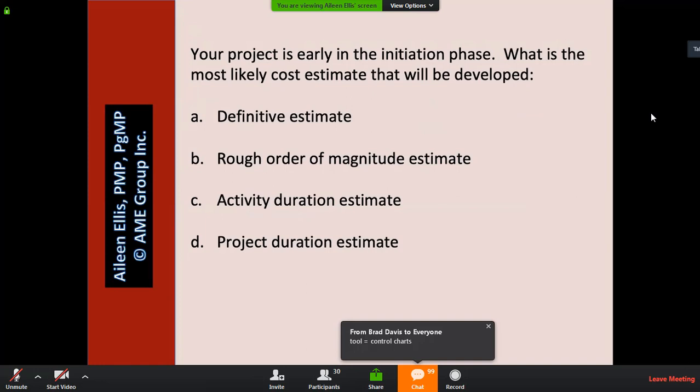Your project is early in the initiation phase. What is the most likely cost estimate that will be developed?